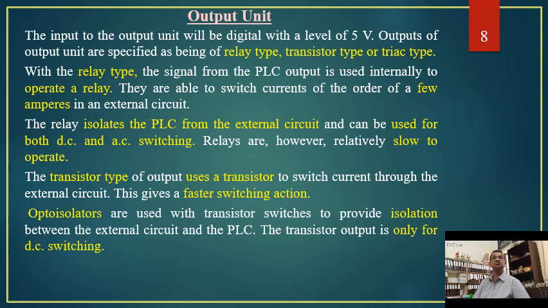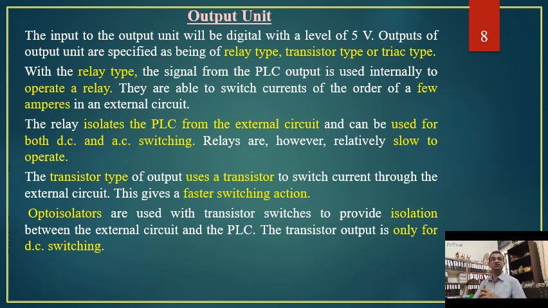Opto-isolators are used with the transistor switches to provide isolation. So opto-isolators, that's what I said. So higher voltage is connected to output or maybe the input as well to a PLC. Then they must be properly isolated from a PLC, so that we can prevent high voltages entering in and destroying the PLC.